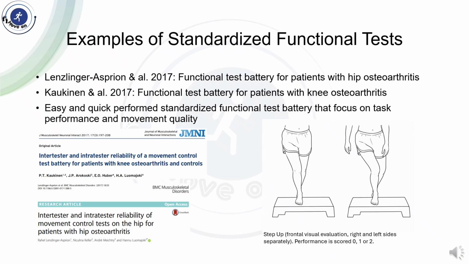B. Incorrect performance, 1 point. Insecurity or helping with hands in the air. Pelvis does not stay horizontal. Alignment of the hip or knee or ankle or foot is not good. For example, there is varus or valgus in the knee, or the hip is tilting in adduction, or the foot is giving in. C. Failed performance, 2 points. The subject cannot perform the movement.